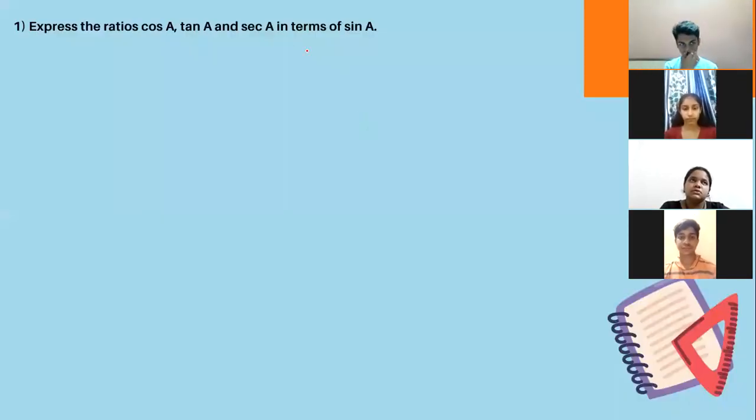So we'll start with the problems directly. First one. Take down the first one. Express the ratios cos A, tan A, and secant A in terms of sin A.